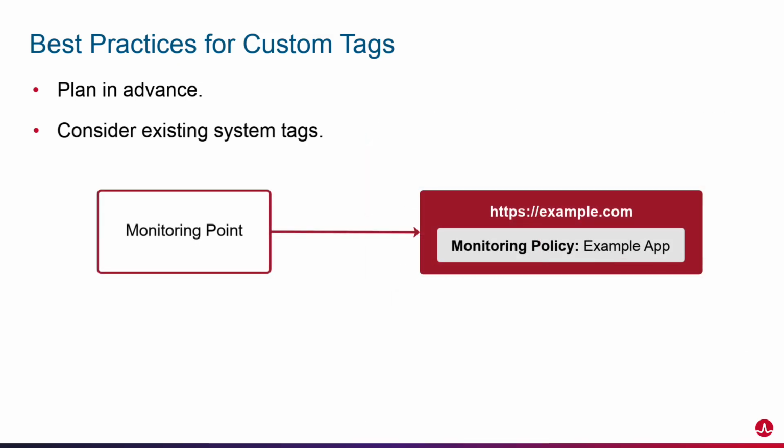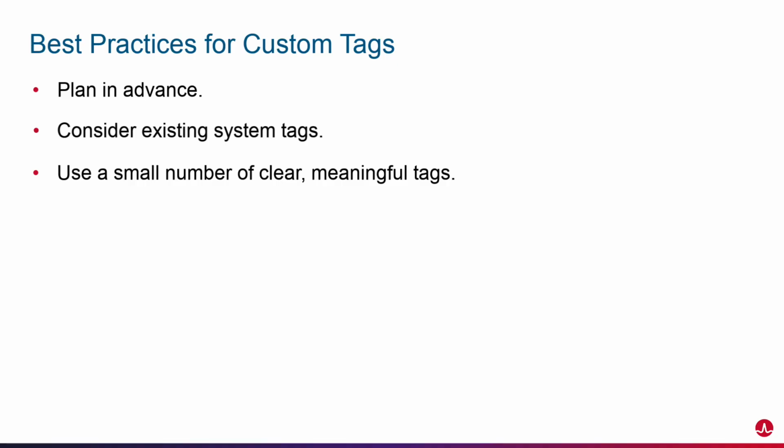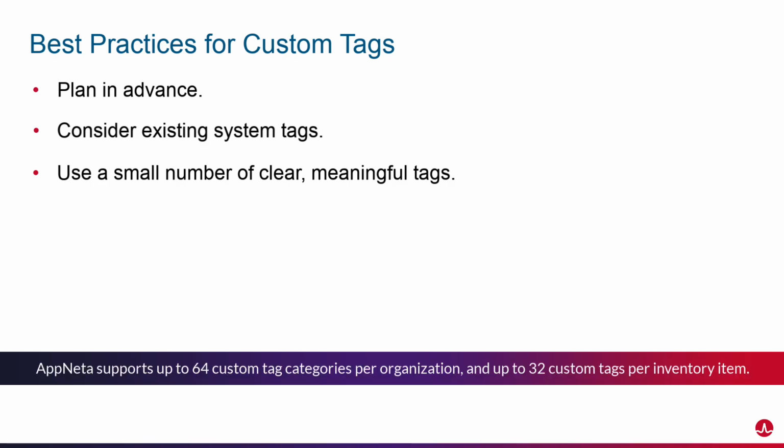In another example, we may want to filter for a specific monitored application or target. We may not need a custom tag in this scenario because a system-defined tag, such as the monitoring policy name, lets us identify the monitored target. Plan for a small number of clear, simple tags to avoid redundancy and ensure the categories and values are meaningful to end users. Even though the system supports 64 custom tag categories per org and each item supports up to 32 custom tags, a simpler approach will be easier to maintain and use.